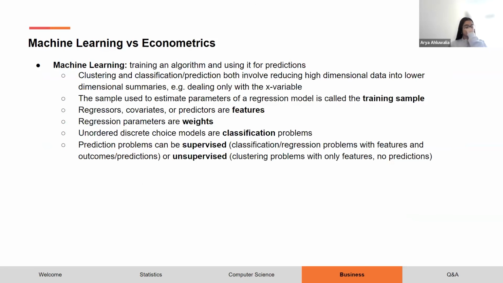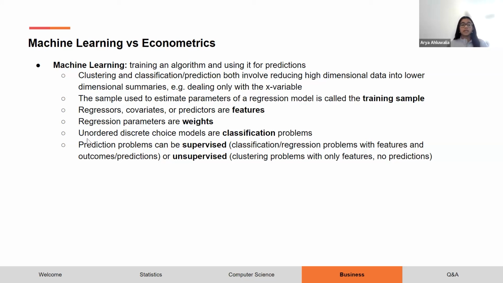And finally, we're going to look at the difference between machine learning and econometrics, or their relationships. So machine learning is when you train an algorithm and you use it to predict a variable. So you'll have a test data set and you have a training data set, and the sample used to estimate parameters of a regression model is called the training sample. So the algorithm will use your training data set to estimate all the beta values, and all the X values in this case are called the features. The beta values are called the weights. And this will help you predict your Y variable.